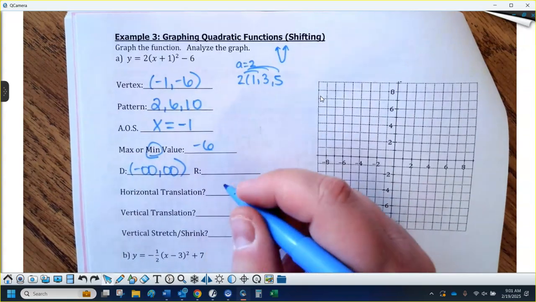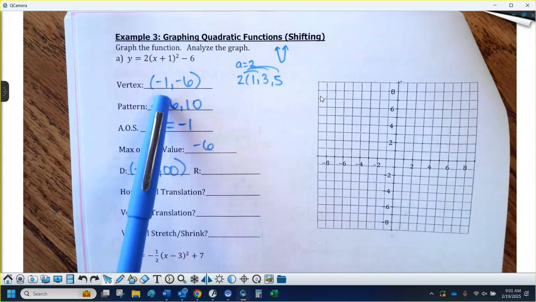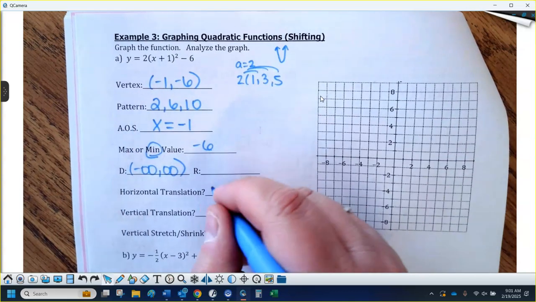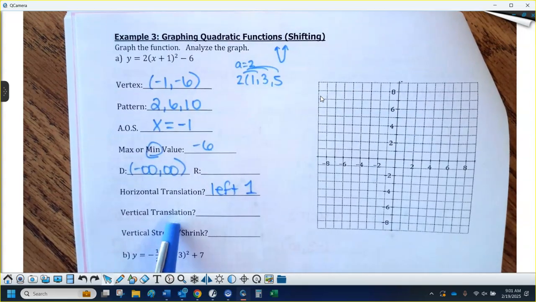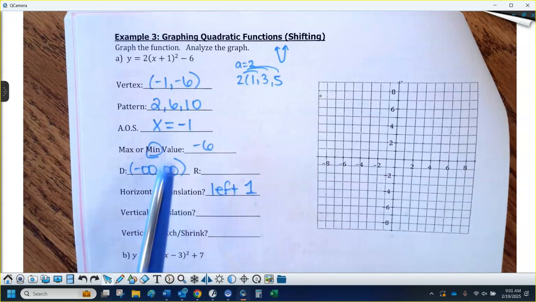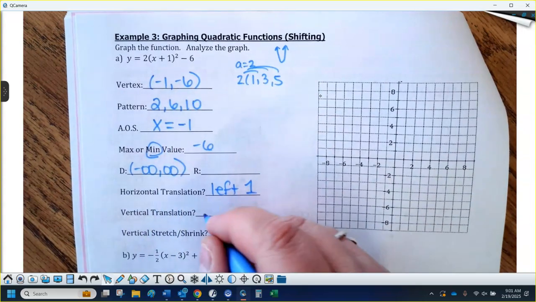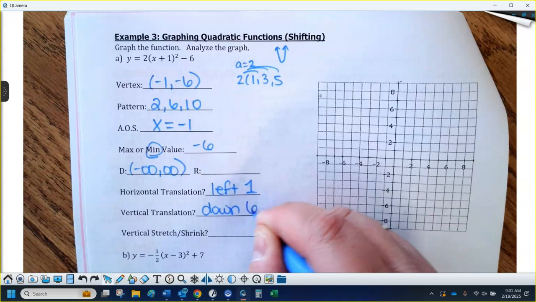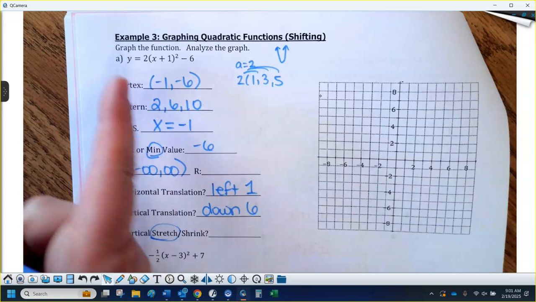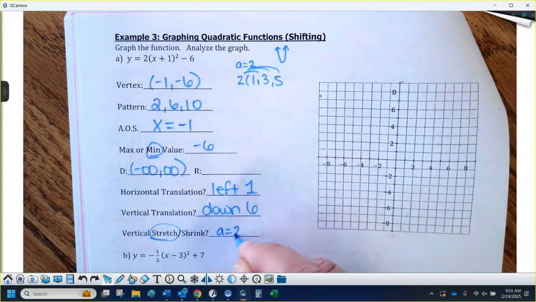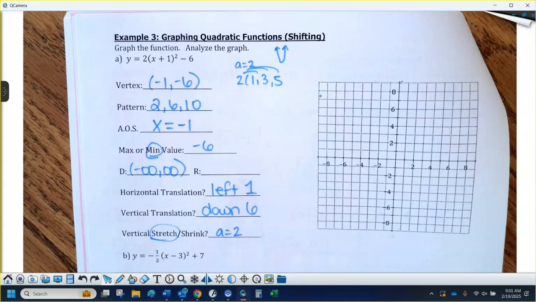Horizontal translation, so that would be left or right. So that's going to go with the x-coordinate of the vertex, which is -1. So from the origin, this is going to go left 1. Vertical translation is how you move up or down, so that's going to go with the y-coordinate of the vertex. So this would just be down 6. And then in terms of stretch or shrink, or neither, in this case we do have a stretch because that a value is 2. If that a value was 1, then we would not have a stretch or a shrink.